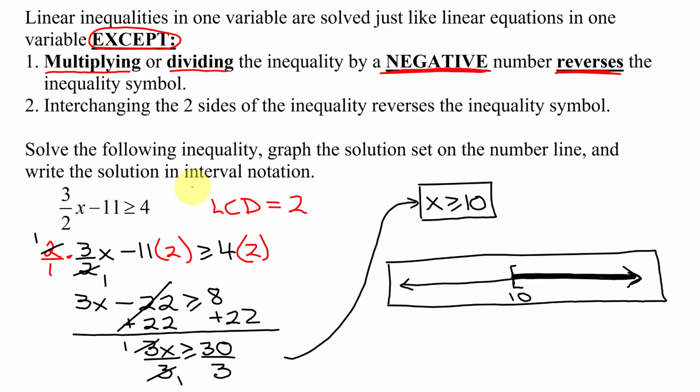And lastly, I need to write my answer in interval notation. So my interval starts here at 10. So I'm going to have square bracket 10, comma, all the way up to infinity. And remember, infinity and negative infinity always have to have a parentheses on them. So there is my answer in interval notation.